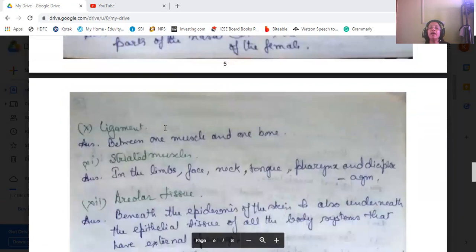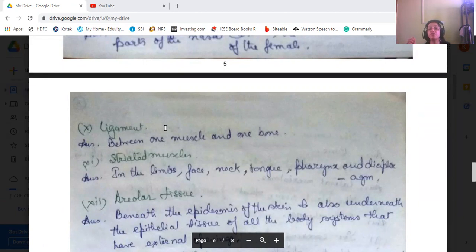Next is the ligament. Ligament is between one muscle and one bone. Then striated muscles. Striated muscles are found in the limbs, the face, neck, tongue, pharynx, and the diaphragm. Okay, these are all the striated muscles which are present, which are under our control.